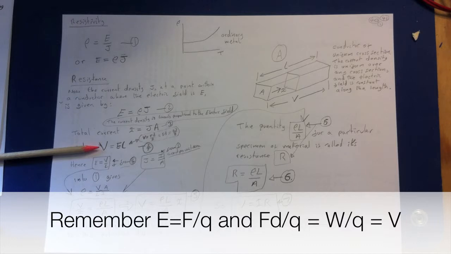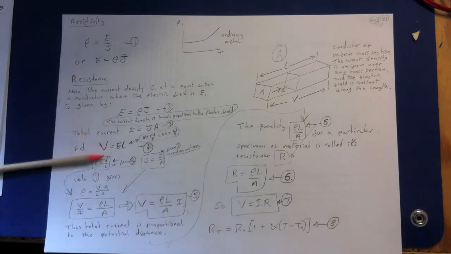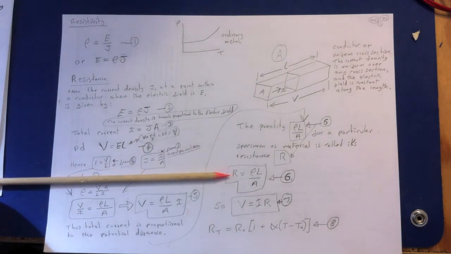Solving these equations for J and E respectively and substituting the results into equation 1, into this equation up here, we obtain V over I equals rho times L over A. Thus the total current is proportional to the potential difference. So we can normally write down R equals rho times length over A.